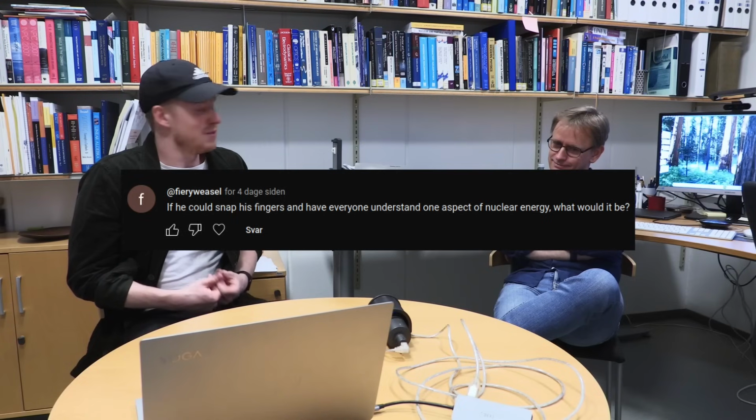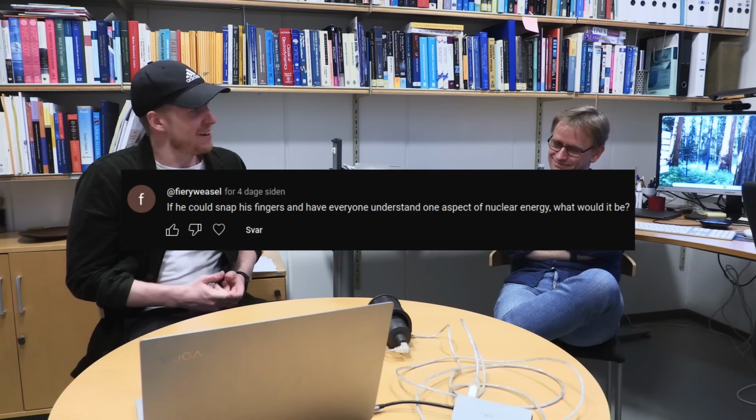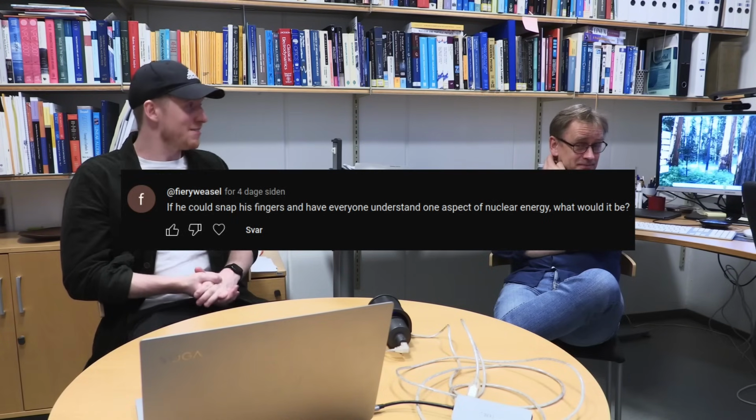If you could snap your fingers, then everyone in the world would understand one aspect of nuclear energy or nuclear physics. Do you have any idea what it would be? How dense the energy is, the nuclear energy is, how little material you need to create a lot of energy. Yeah. And therefore also how little spent nuclear fuel there is, in kilograms or volume, relative to the amount of energy that is created.